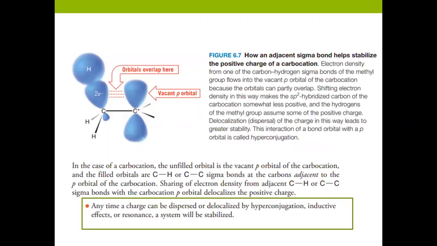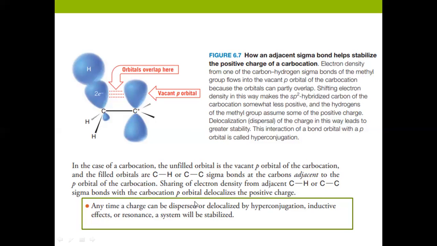I hope you're able to imagine that one, because if it were p, it would be just a sideways overlap with the other vacant p orbital. That's how a pi bond would occur, with a sideways overlap. Remember your pi. So that is your hyperconjugation. In the case of a carbocation, the unfilled orbital is the vacant p orbital, and the filled orbital is the C-H or the C-C sigma bond of the carbon atoms adjacent to the p. This is the one here.